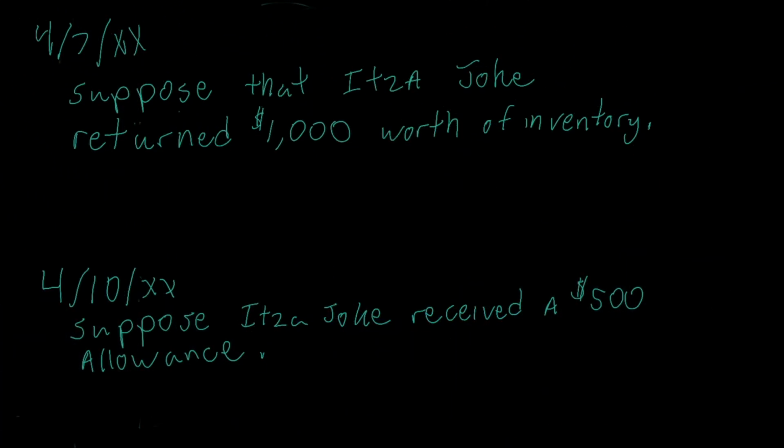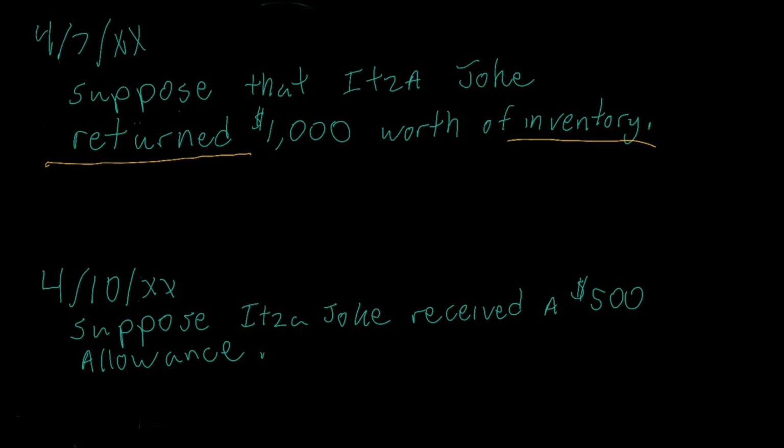Let's take a look at an example of a purchase return and an allowance. Okay, moving on. April 7th. Suppose that It's a Joke returned $1,000 worth of inventory. Again, we're going to identify the keywords. And we have returned, and we have inventory. So again, we are on the purchasing side in continuation from the previous transaction. So this is an example of a purchase return.